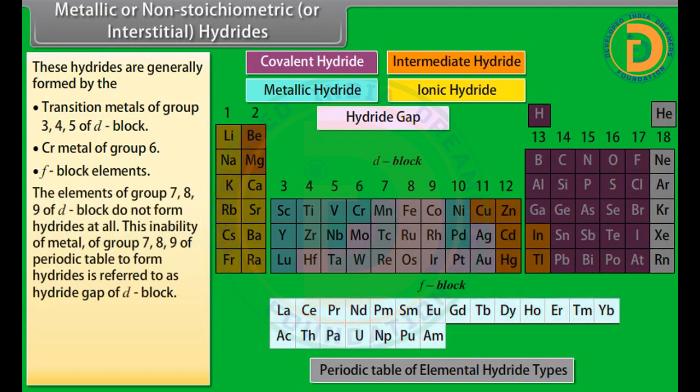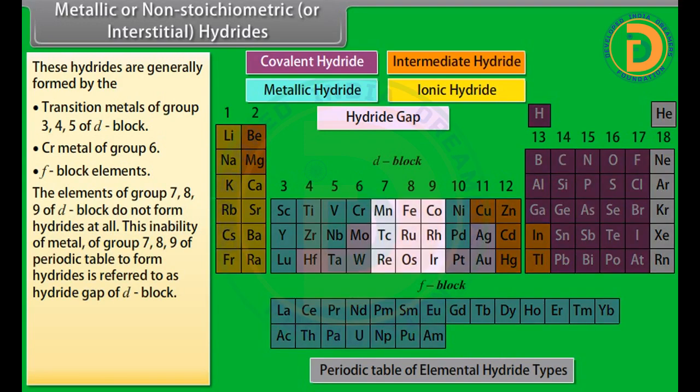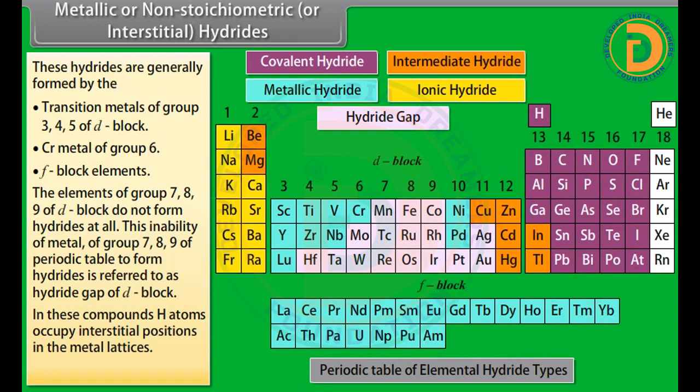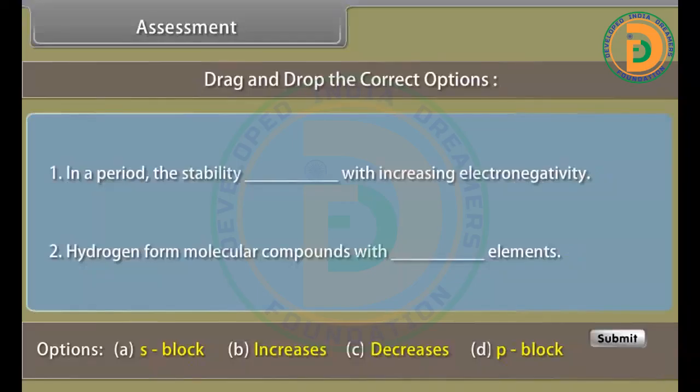The elements of group 7, 8, 9 of the d block do not form hydrides at all. This inability of metals of group 7, 8, 9 of the periodic table to form hydrides is referred to as the hydride gap of the d block. In these compounds, H atoms occupy interstitial positions in the metal lattices. For example, ScH2, LaH2.87.